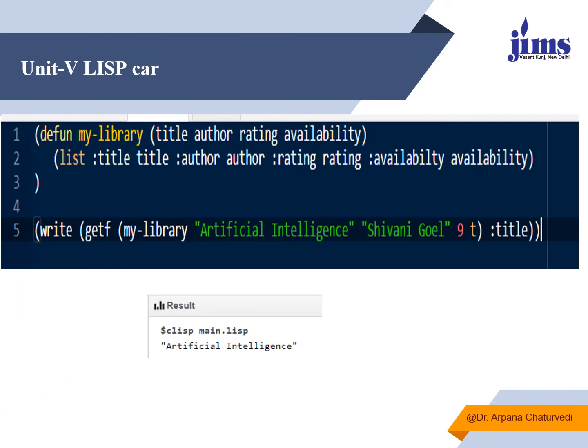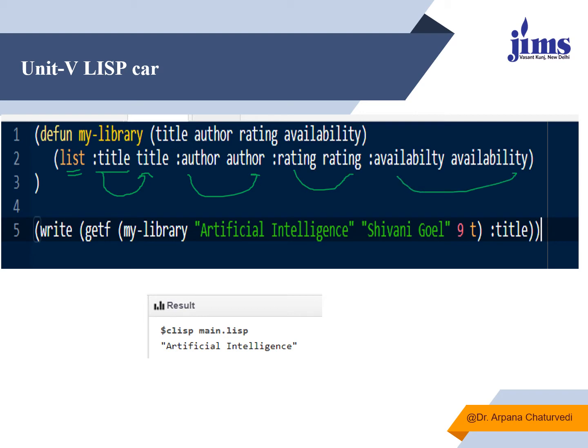Another is car. So what does this car actually do? This car basically extracts the first element from the list. Let me tell you again here with another example. Here I am having a function my library, in which I am having arguments like title, author, rating, availability. Now with the help of this list, I am giving the values. This is what we have learned in keyword arguments: to the title argument I am initializing the value title, to author author, to rating rating, to availability availability.